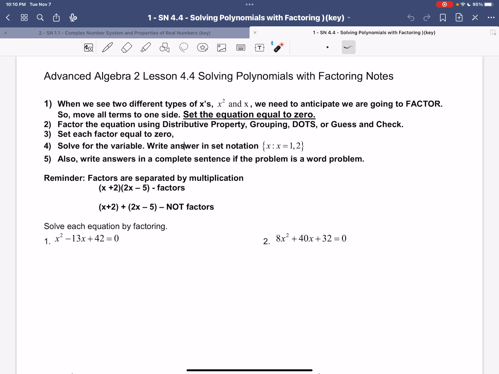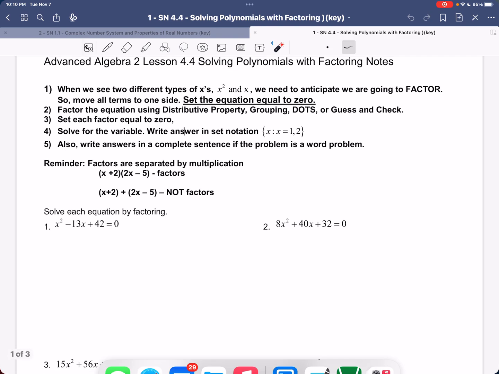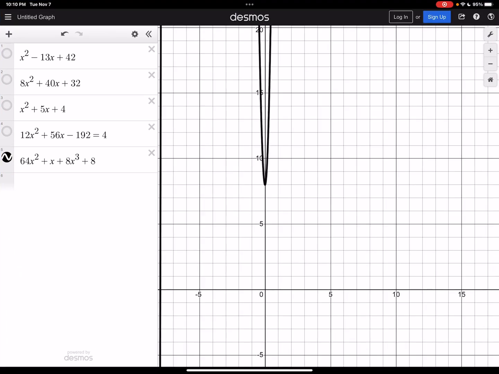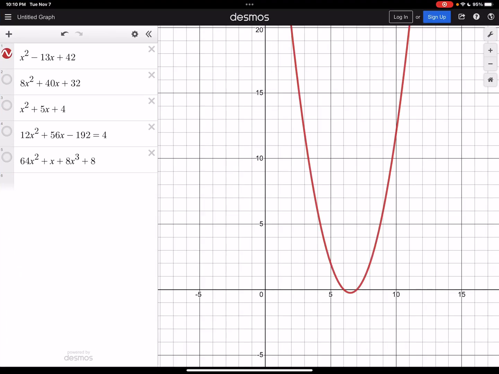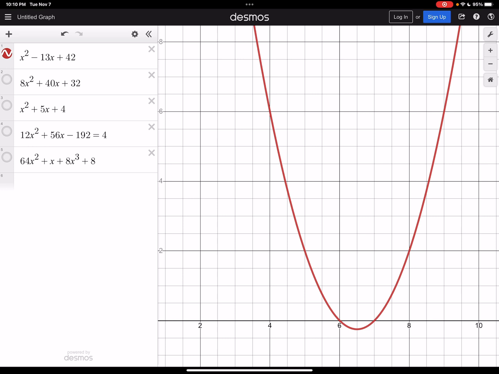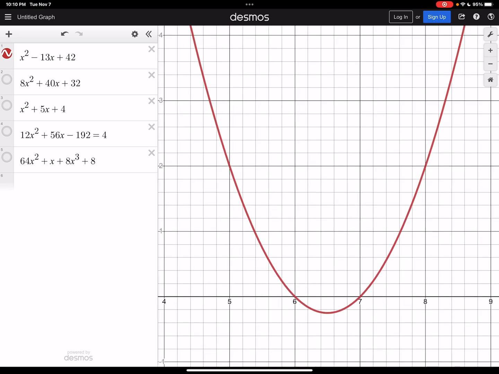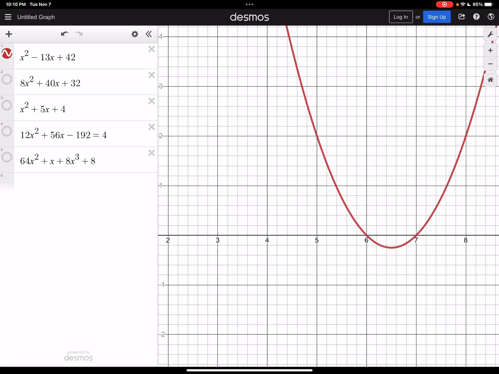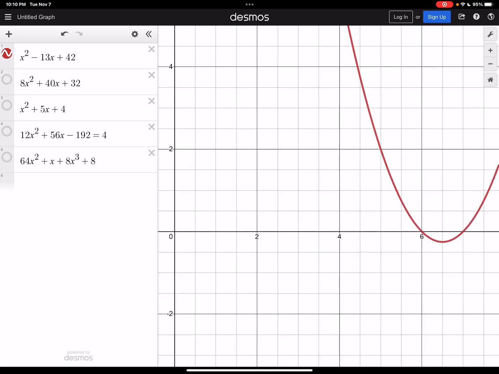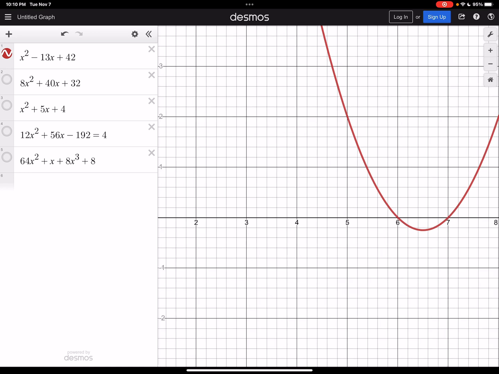So what is the goal today? The goal today is to solve. And in the future, we're going to take those solutions and we are going to graph them. So here is the graph of our very first problem we're going to do today. And if you look down here on the x-axis, the solutions are 6 and 7. And that will be the two solutions to the equation.